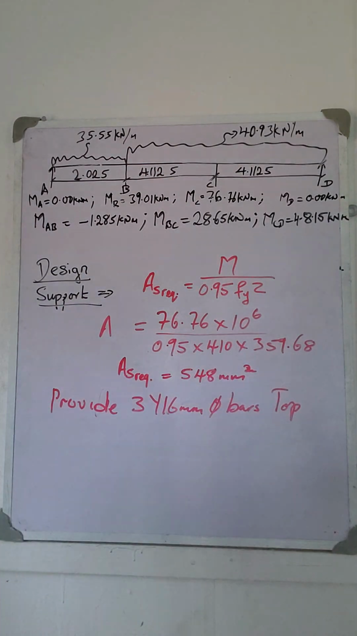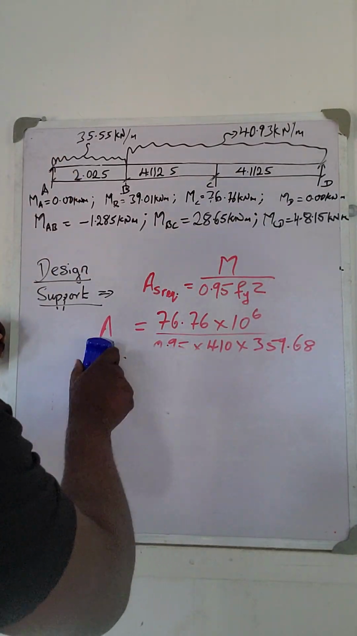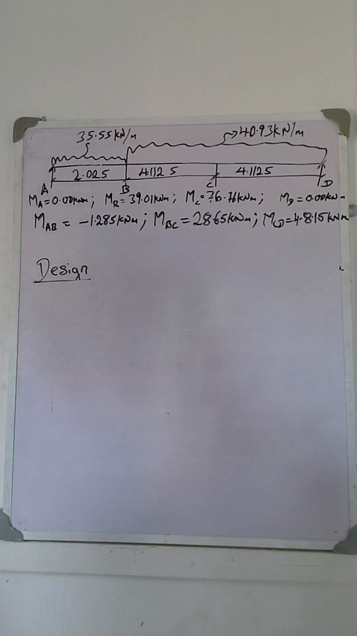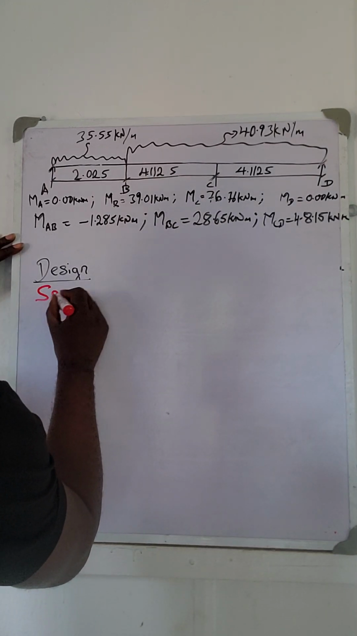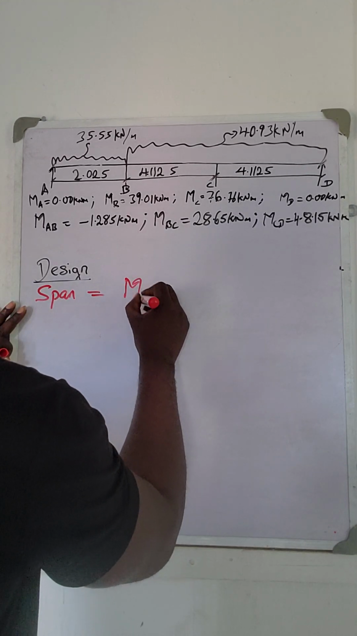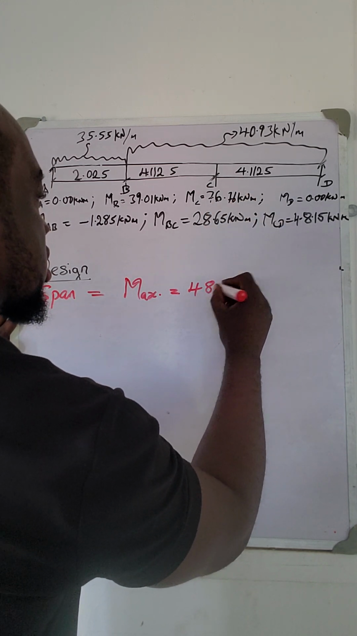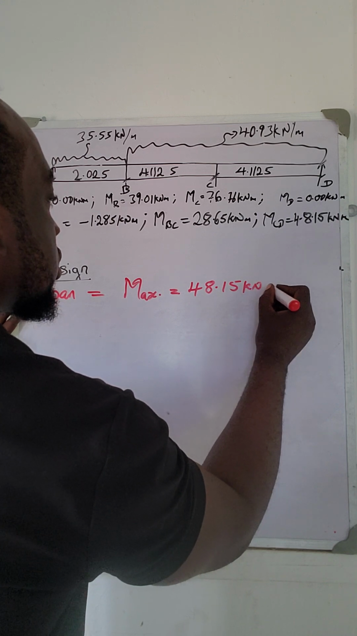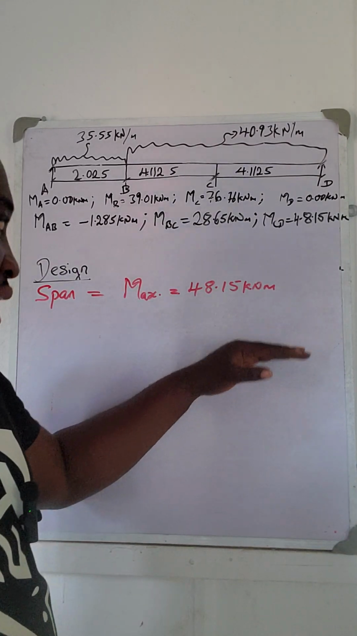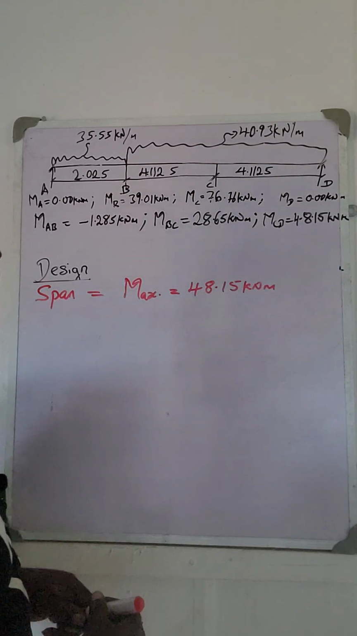So we are also moving to our span moment. Alright, we are done with this. So we are moving to our span moment. Designed for the span, our maximum moment is equal to 48.15 kilonewton meters. So the same process, the same way you also provide for the span moment.